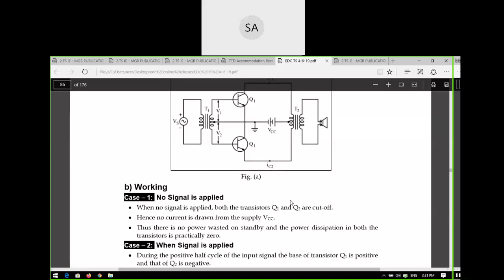For the working principle you have to consider two cases. The first case is where there is no signal. If there is no signal, the input is zero, so both transistors are cut off. The output is also zero, so there is no power output and no power wastage in standby. The power dissipation is zero, and the power wasted in the transistors is also zero.